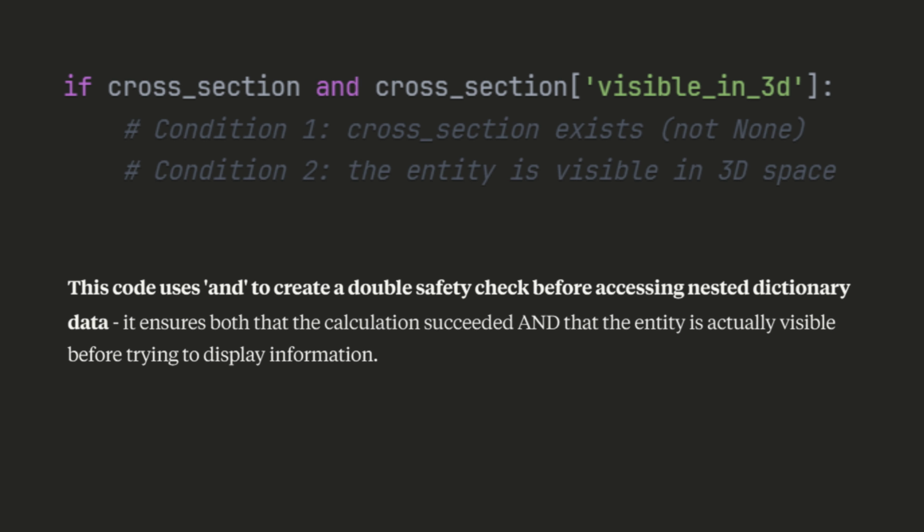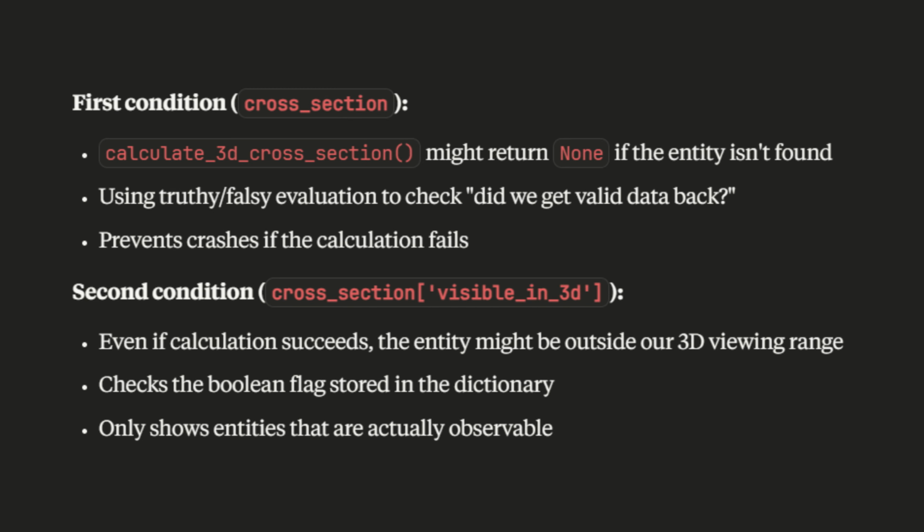Cross-section checks if the cross-section exists, so if it's not none, and requires both conditions to be true. Cross-section visible in 3D checks if the entity is visible in 3D space. The code only executes when both conditions are met. This creates a two-part safety check. It'll only process entities when cross-section exists and the entity is visible in 3D space. And we're preventing errors this way while ensuring only relevant entities get processed.